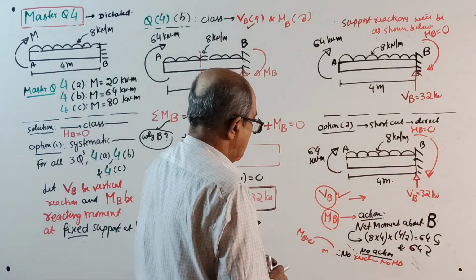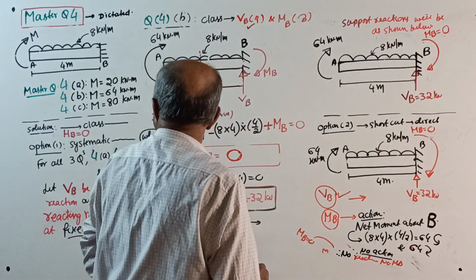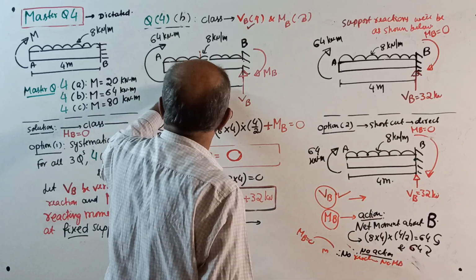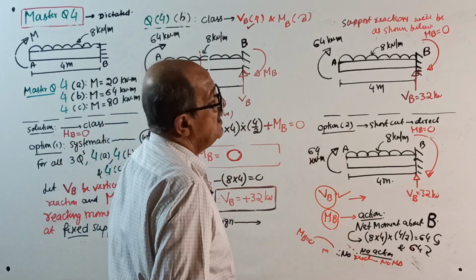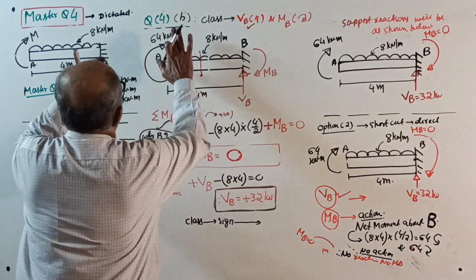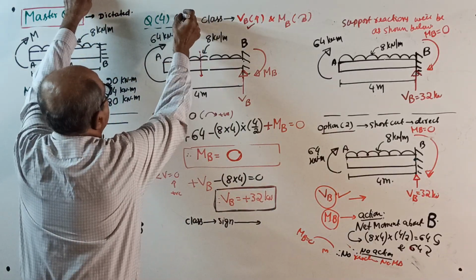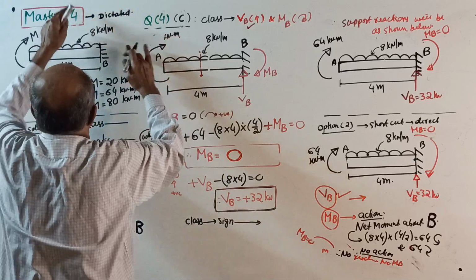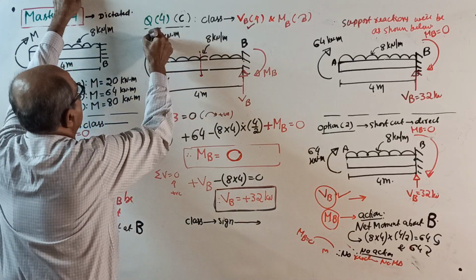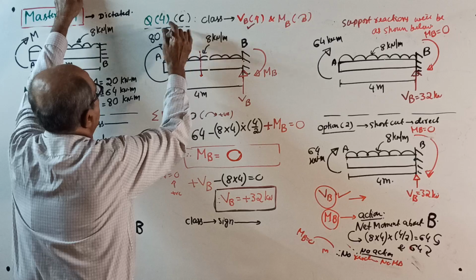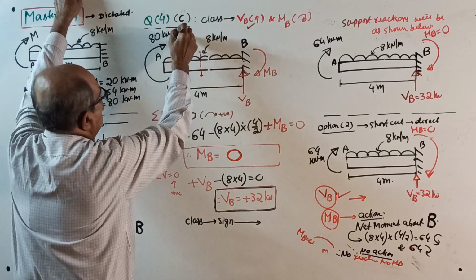Over. Any corrections I require? Somebody will try to find out mistakes. He has not changed the load. Okay, everything changed, I think. Okay, now lastly, question 4C. 80 kilonewton meter. 80 kilonewton meter. Okay, same way.